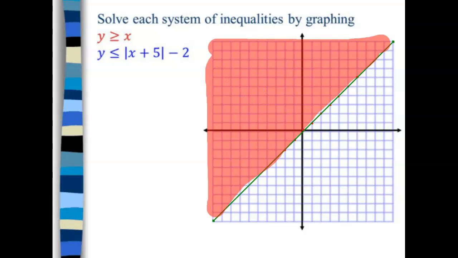And then next we have y less than or equal to the absolute value of x plus 5 minus 2. So it is going to be to the left 5 and down 2. It is open up. And my graph is solid.